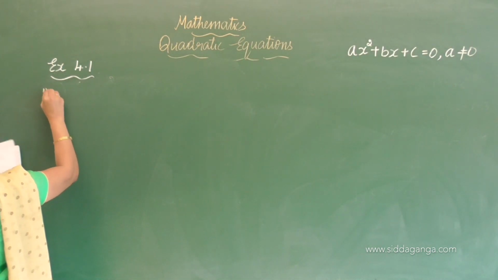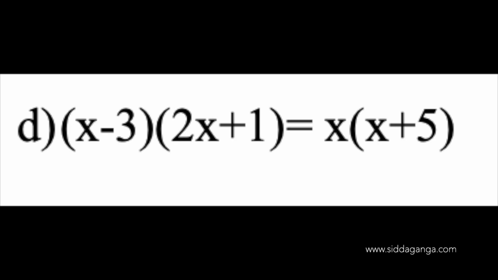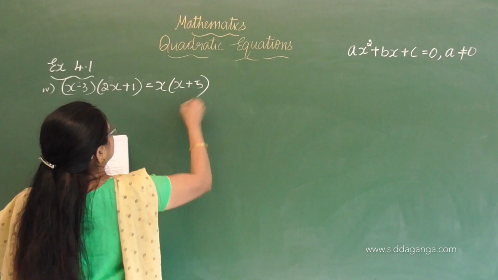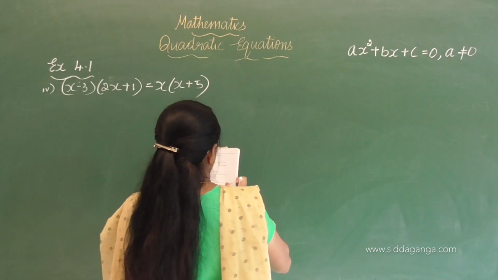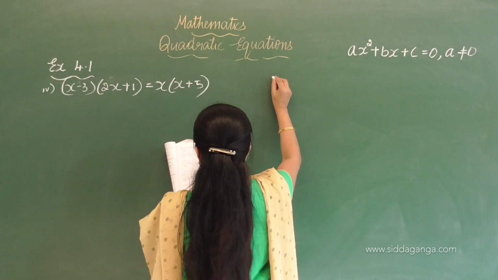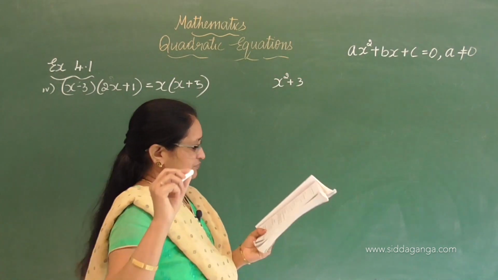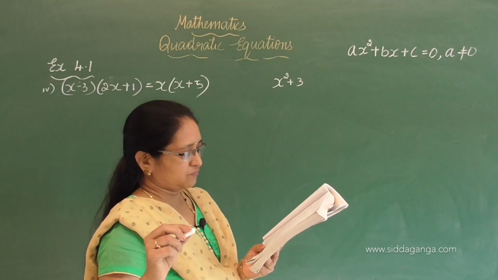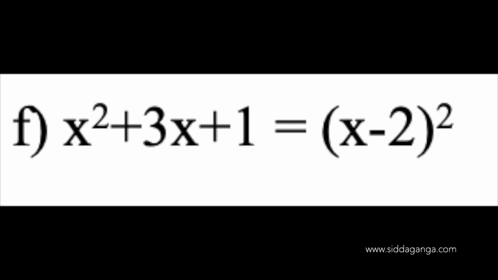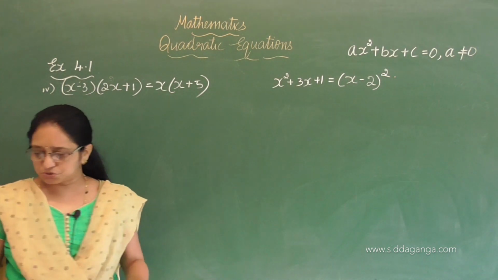So, fourth one, x minus 3 into 2x plus 1 is equal to x into x plus 5. We will do this one. Fifth one for homework, 5th, 7th and 8th for homework: x square plus 3x plus 1 is equal to x minus 2 whole square. So, let me do these 2 problems.